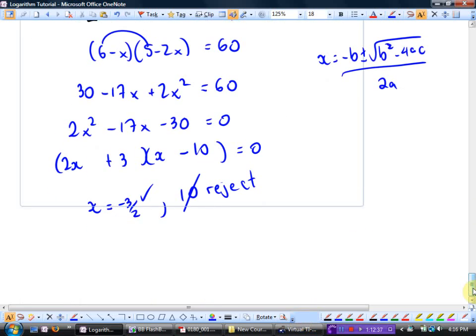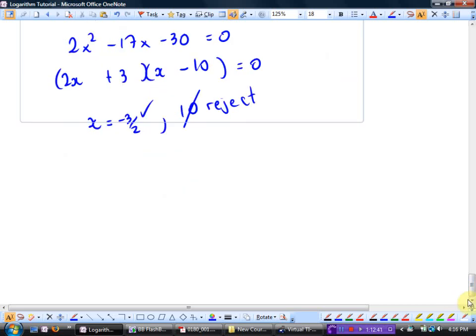Word problems. Hoping desperately that I can get this file under 500 megabytes. Otherwise, I won't be able to upload the screencast. Johnny, we're okay? Yep. So we had exponential equations, logarithmic equations, word problems.